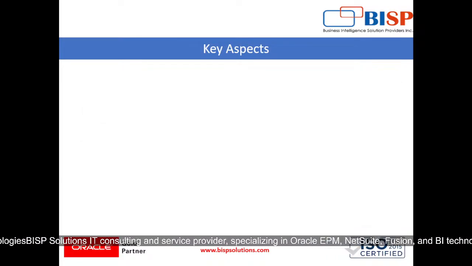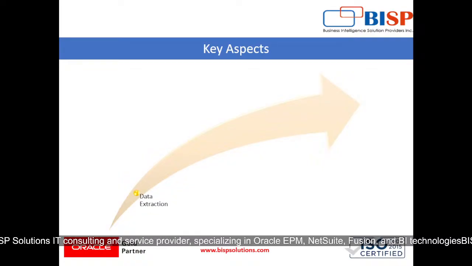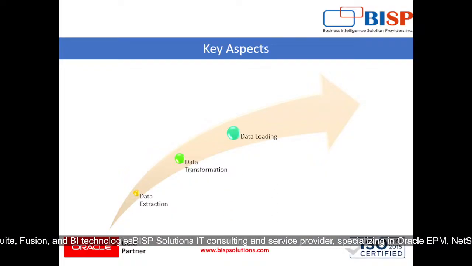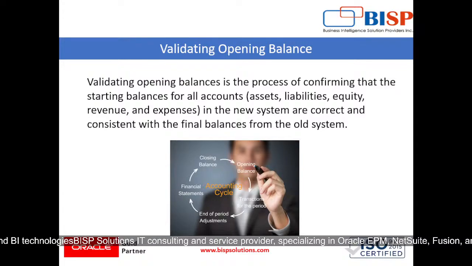The key aspects for the same are data extraction, where we identify and pull the final set of transactions from the old system. Then comes our data transformation, where formatting or converting data is needed to match the new system's requirements. Then data loading, where we will be importing the transactions, and the assets, liabilities, equities, revenue and expenses in the new system are correct and consistent with the final balances from the old system.